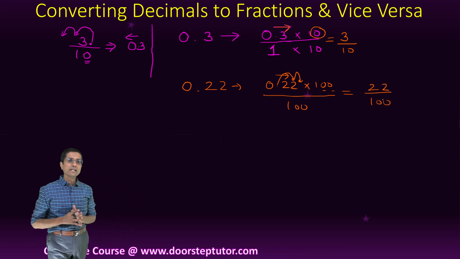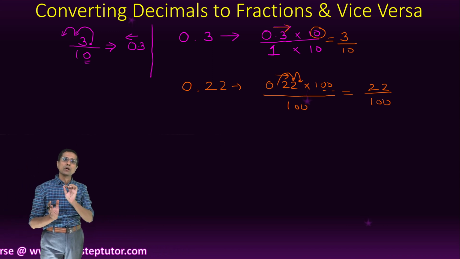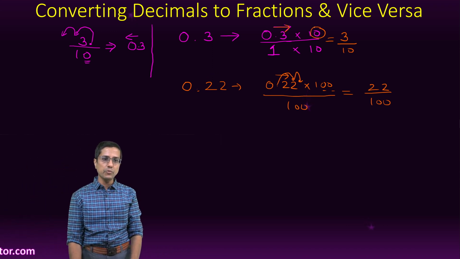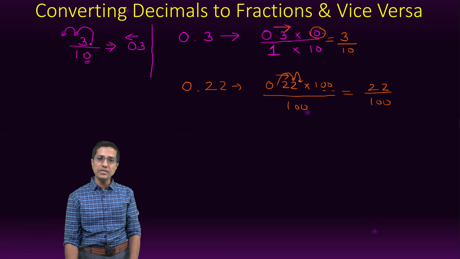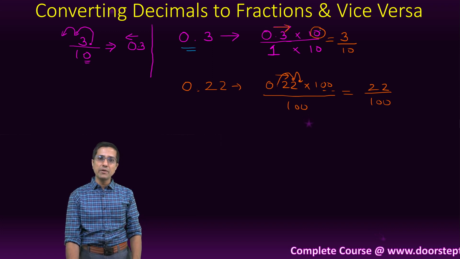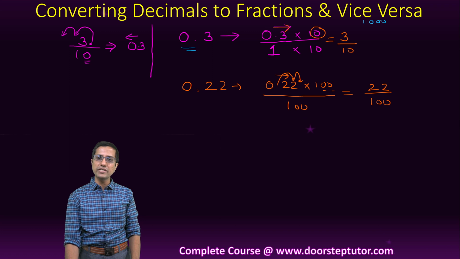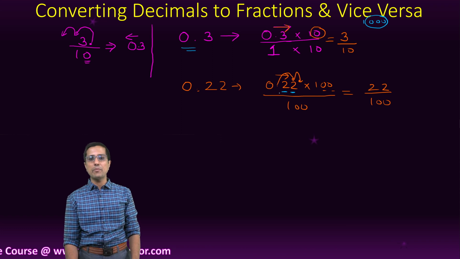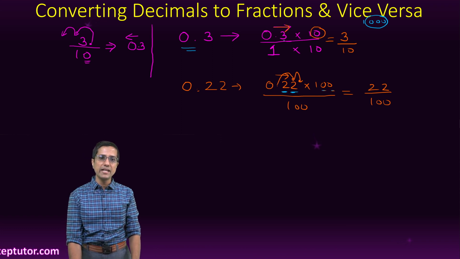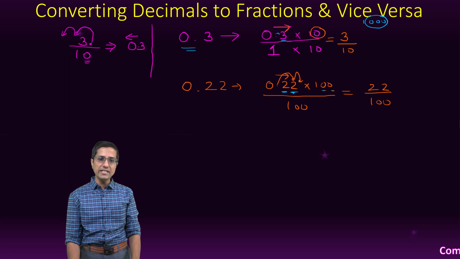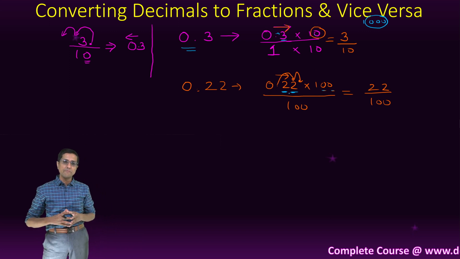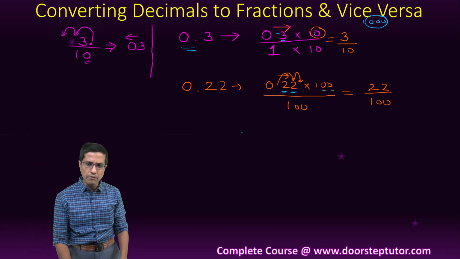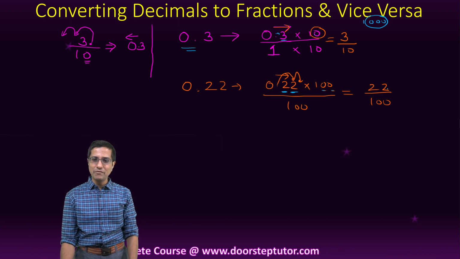So to convert a decimal number to a fraction, the trick is to multiply the numerator and denominator by 10, 100, 1000, a number with a lot of zeros towards the end. The number of zeros would depend upon how many digits are there after the decimal point. Here there were 2 digits, so we multiplied by 100. Here there was a single digit after the decimal point, so we multiplied by 10. If there were 3 digits after a decimal point, we would have multiplied by 1000, and so forth.